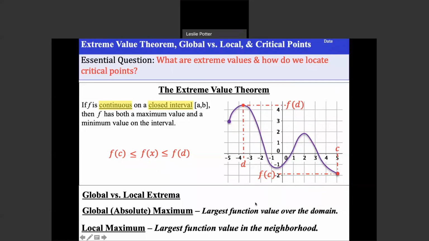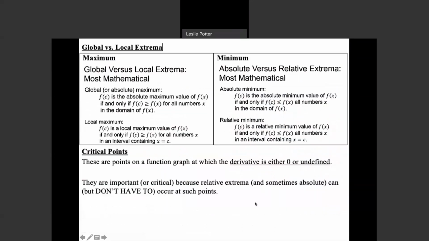So when we talk about global versus local, we say global or absolute maximums. f of c is an absolute maximum value of f of x if and only if f of c is greater than or equal to all other values f of x. And then the opposite of that would be an absolute minimum. If you notice, the only thing that's changing is the sign here, and instead of max, it says min. An absolute minimum is, f of c is a minimum value of f of x if and only if f of c is less than or equal to all other values in the function over that domain.